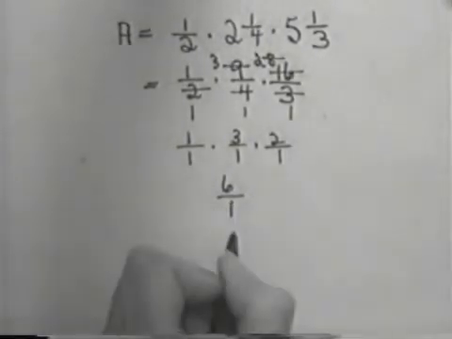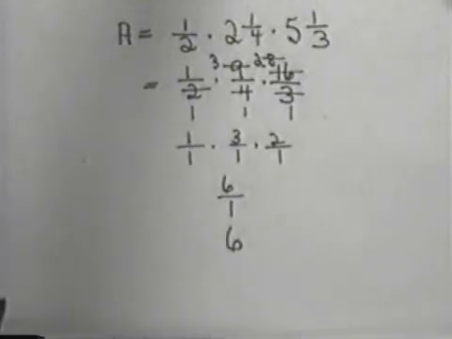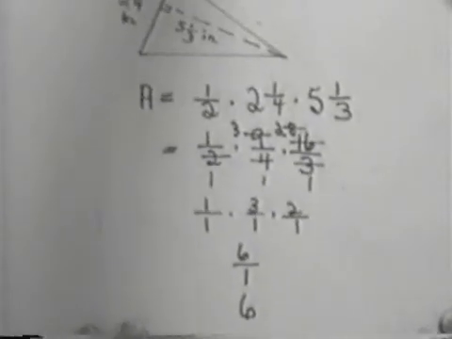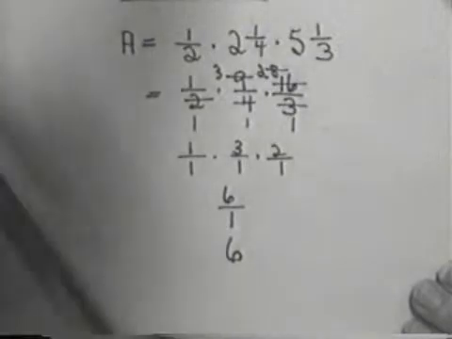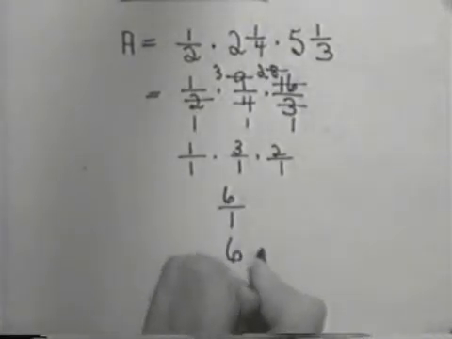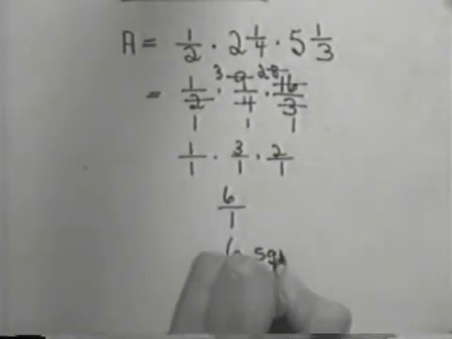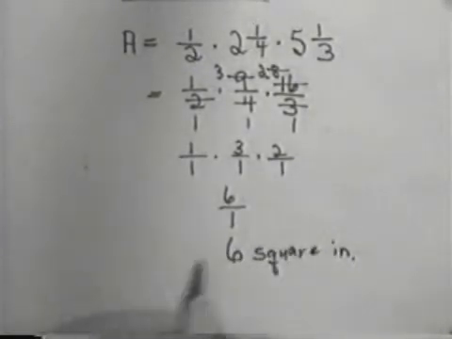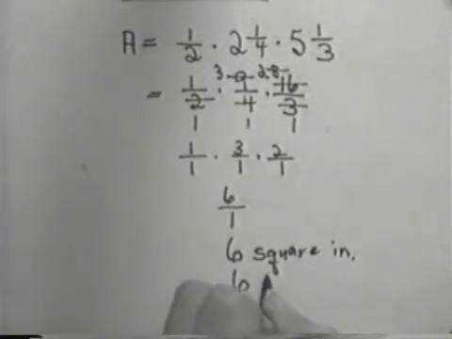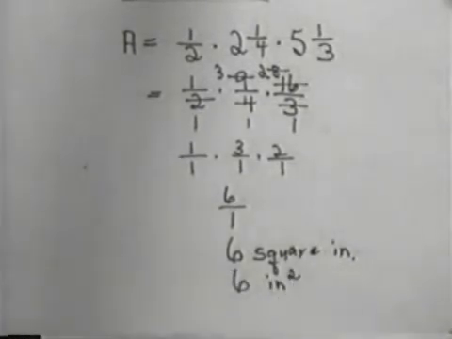over 1, or 6. And if we go back and look up here in our picture, we were working with inches. So on our answer, we need to put those inches. And because we're doing an area problem, it's got to be square inches. So I write down 6 square inches. Or I could say my 6 and write my square inches this way. Both of those are correct ways to write your square inches. So the area of that triangle would be 6 square inches.